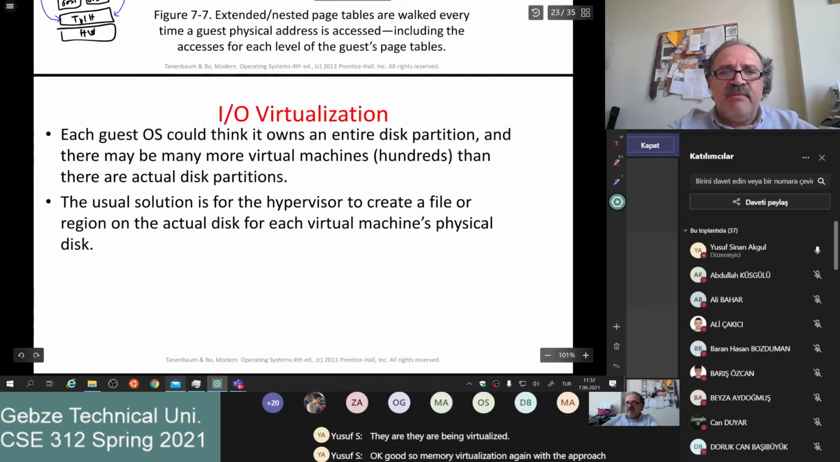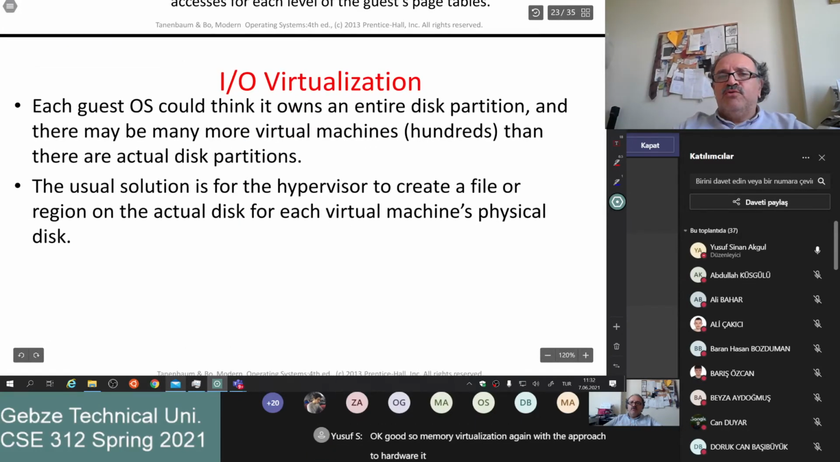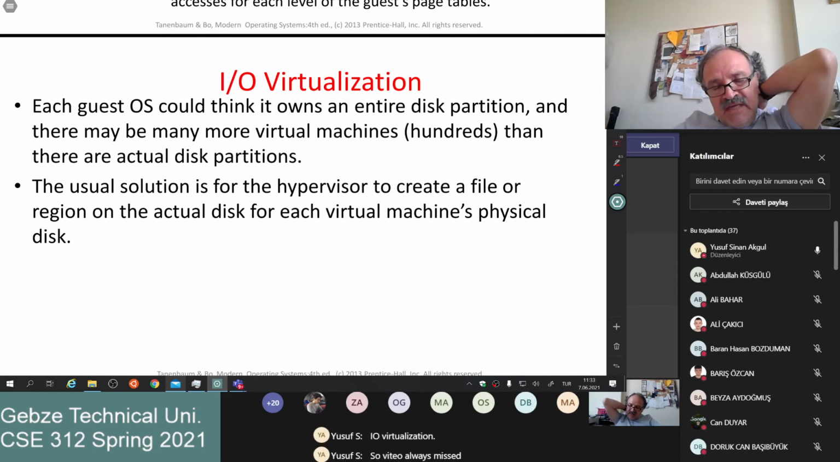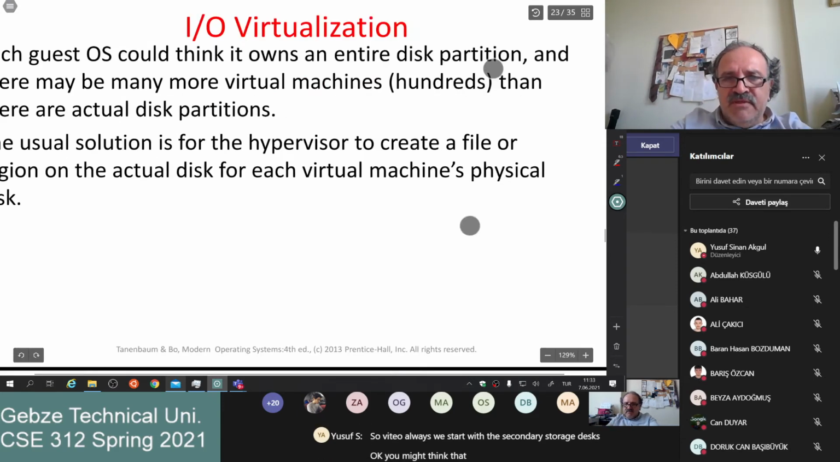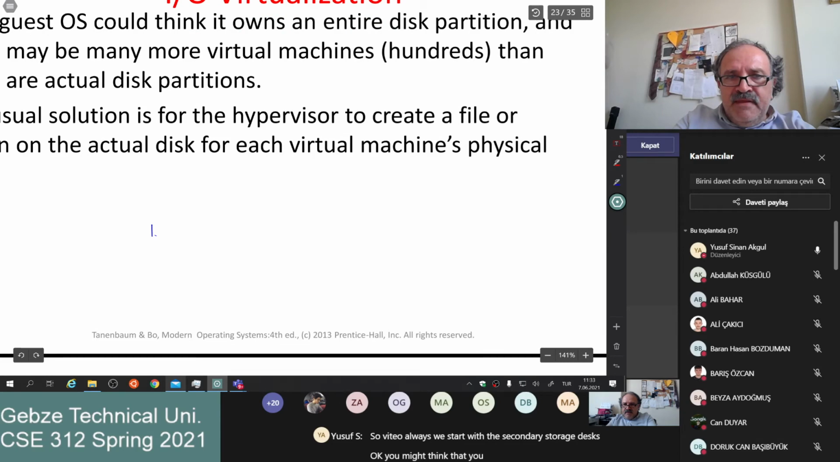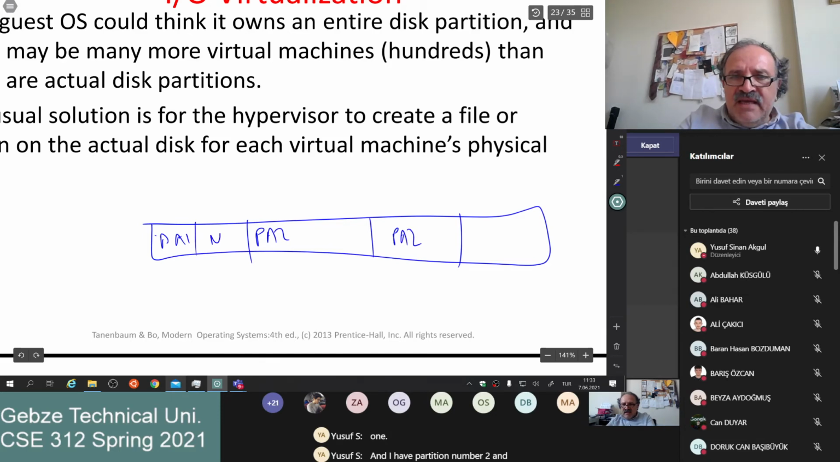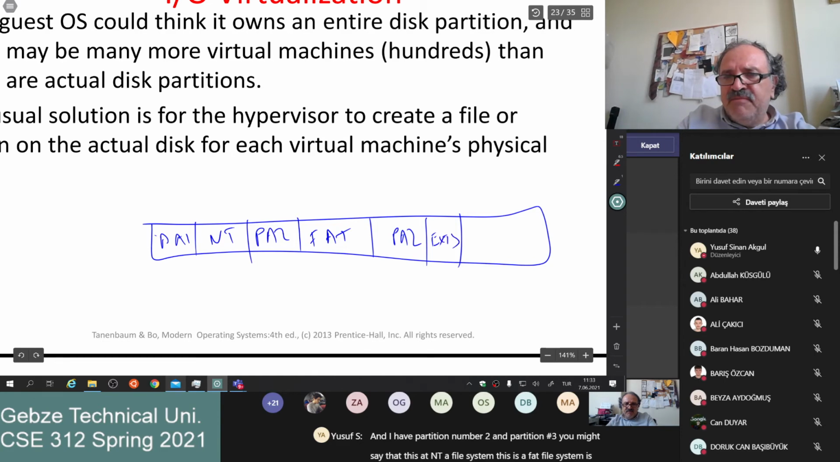And finally, let's talk about the I/O virtualization. With the I/O, we always start with the secondary storage disks. Remember, this is our disk as a linear structure. I have partition number 1, partition number 2 and partition number 3. You might say that this is an NT file system, this is a FAT file system, this is an ext3 file system, etc.